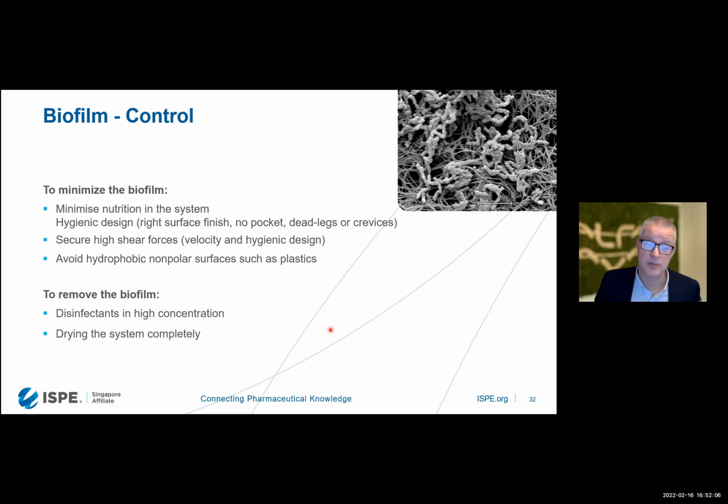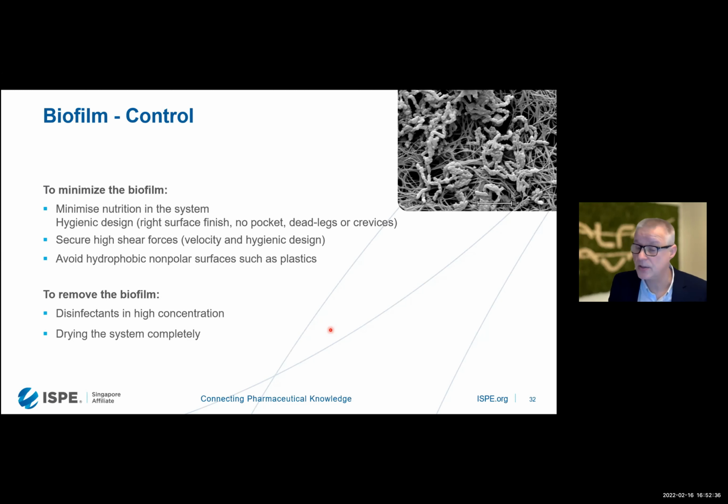If you have a problem with biofilm, you can disinfect with disinfectants in high concentration, or dry the system completely. I talked about these bacteria a little bit when I talked about rouging, because the temperature is so important. And there is a lot of evidence that you don't need to have that high temperature in the system to have good control of the bacteria. And that will help you for many, many reasons.